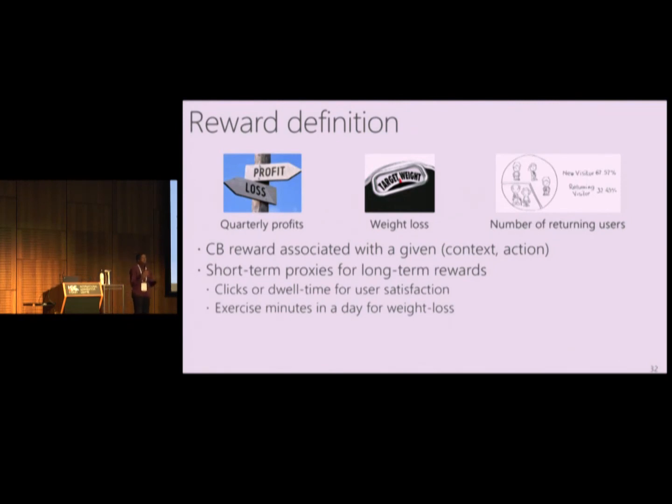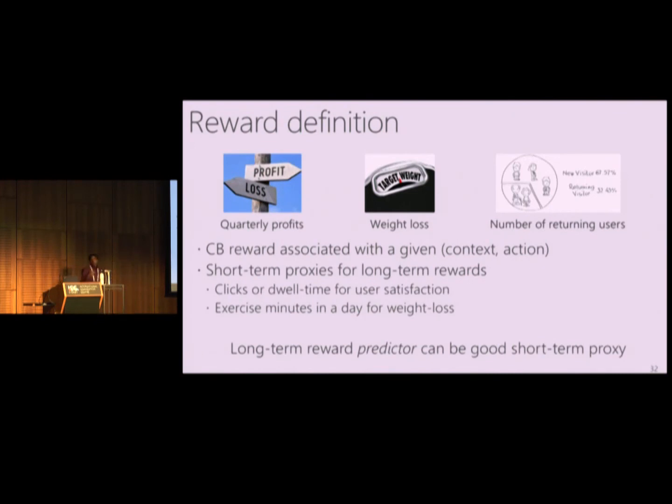about. At this point, there's a pretty reasonable understanding of good short-term proxies. So for instance, if you're looking at something like user satisfaction, you might pick something like clicks or dwell time, the amount of time the user spends reading a story or listening to a song or something. If you're trying to optimize weight loss over some period, you might just try to increase the number of minutes they're exercising on any given day or the amount of calorie intake and things like that.